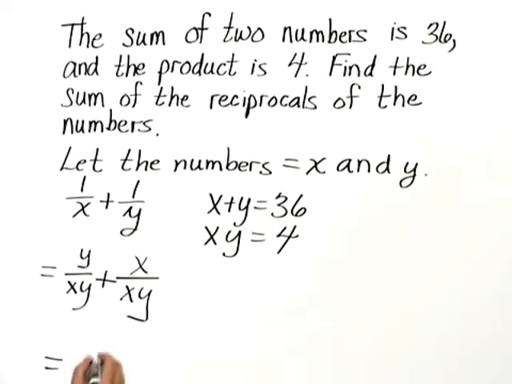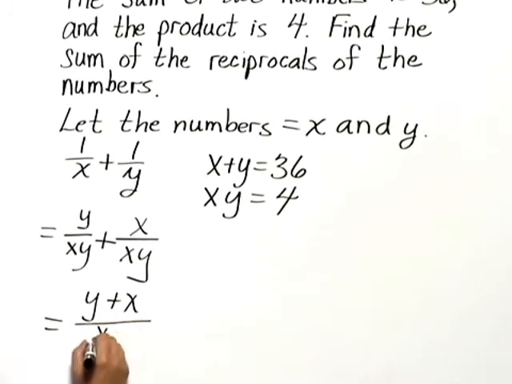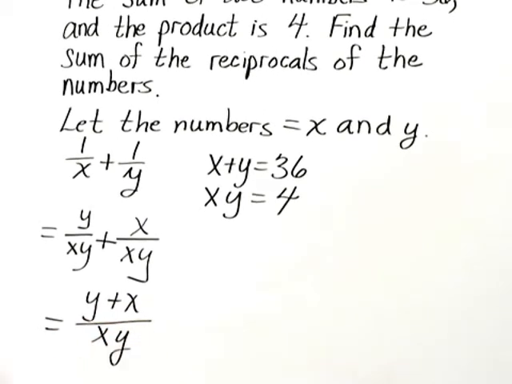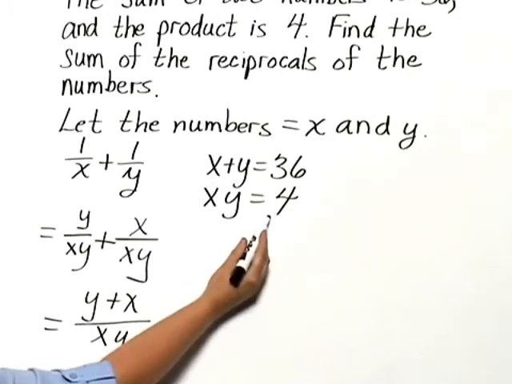Then we can add those. That gives us y plus x over xy. Now those expressions look familiar. y plus x is the same as x plus y. Well, that's 36. And x times y we know is 4.